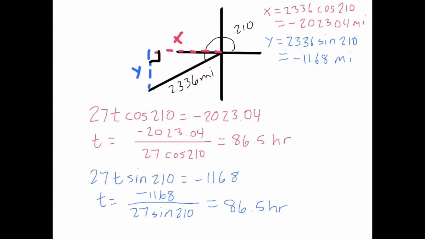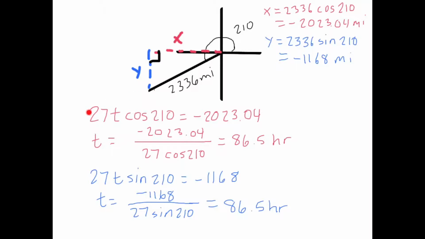The full distance from San Francisco to Hawaii is 2,336 miles. So I use that number in finding the x and y coordinates, similar to what I did to find the x position on the previous slide. Now we simply have to solve for t using these and using the equations on the last slide.